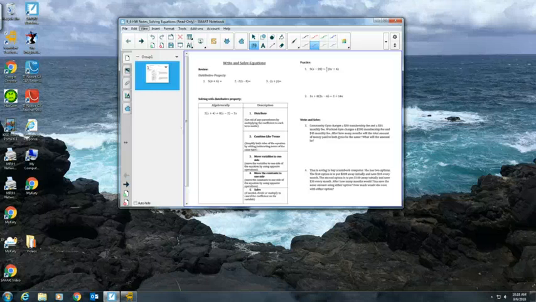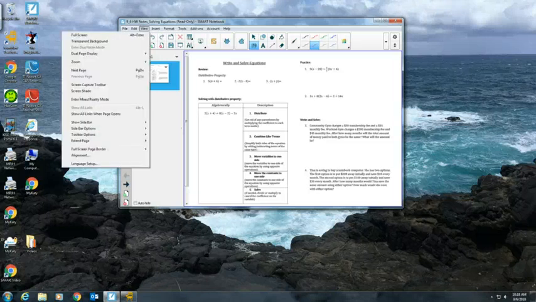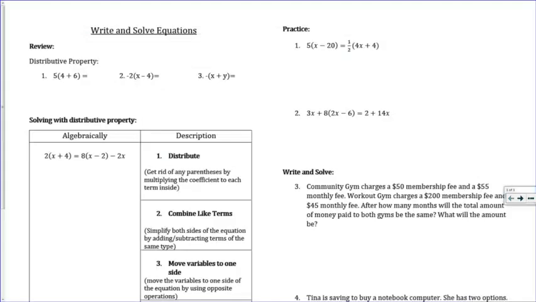Okay, these are your homework notes over solving and writing equations. Before we start solving equations, we need to do a little bit of review from 6th grade, and it's over the distributive property. When you're told to distribute, you are going to use multiplication to get rid of parentheses.